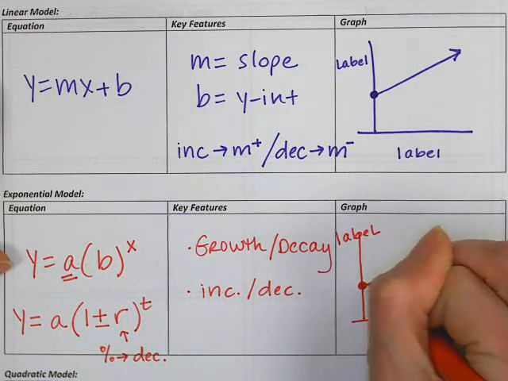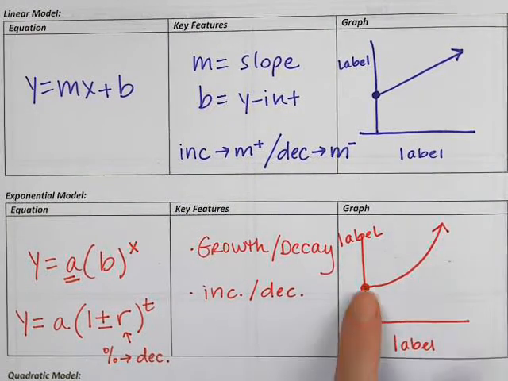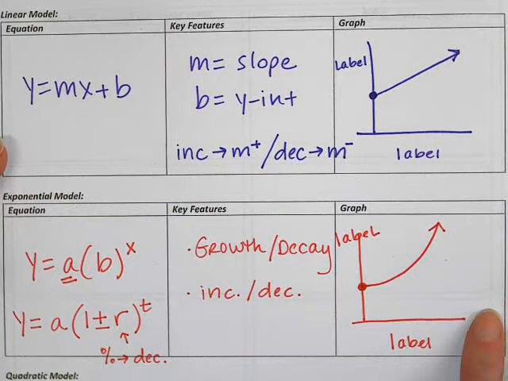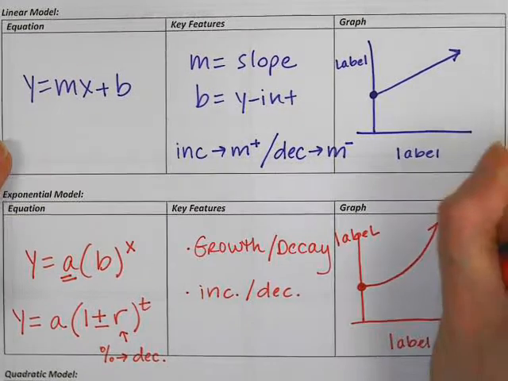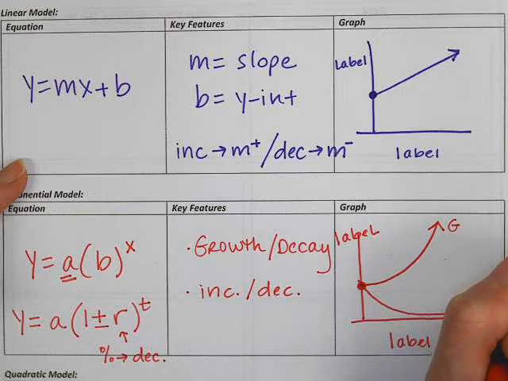So this would be a growth, so it would be, actually I don't know. A growth would be going up, and a decay would be going down. So actually, let's do both. This would be a growth. If it was a decay, it would be heading down like that.